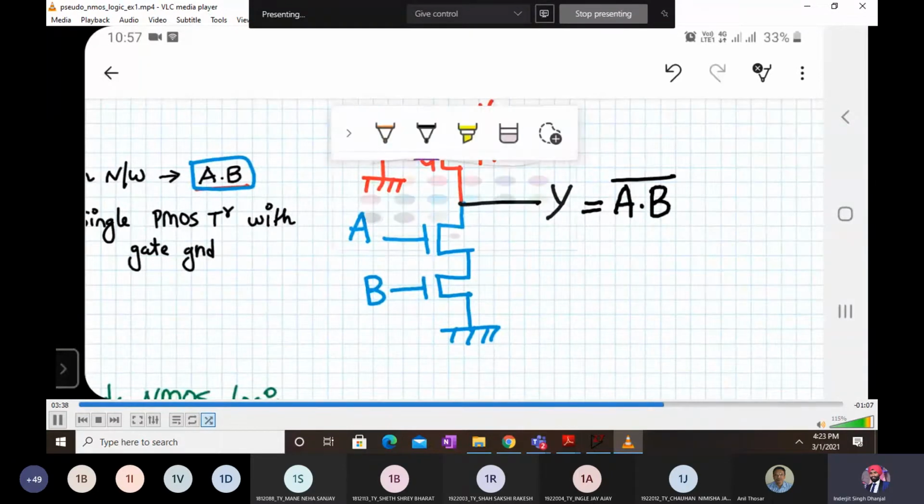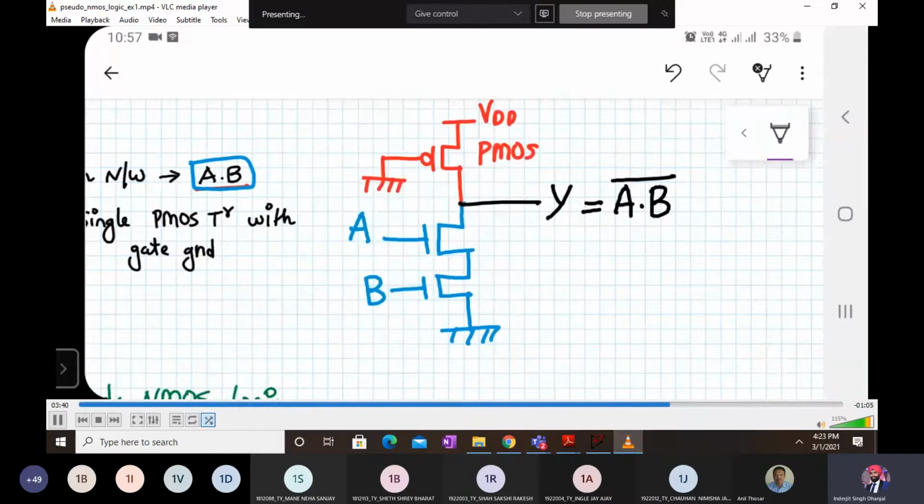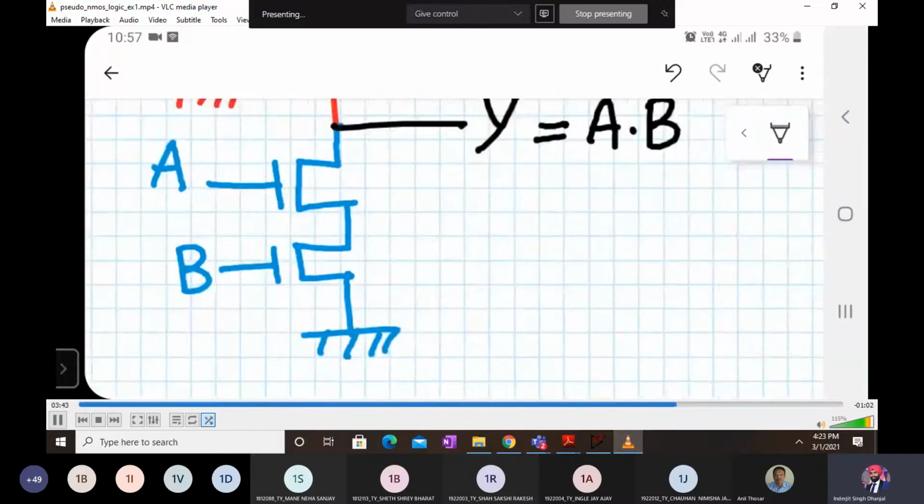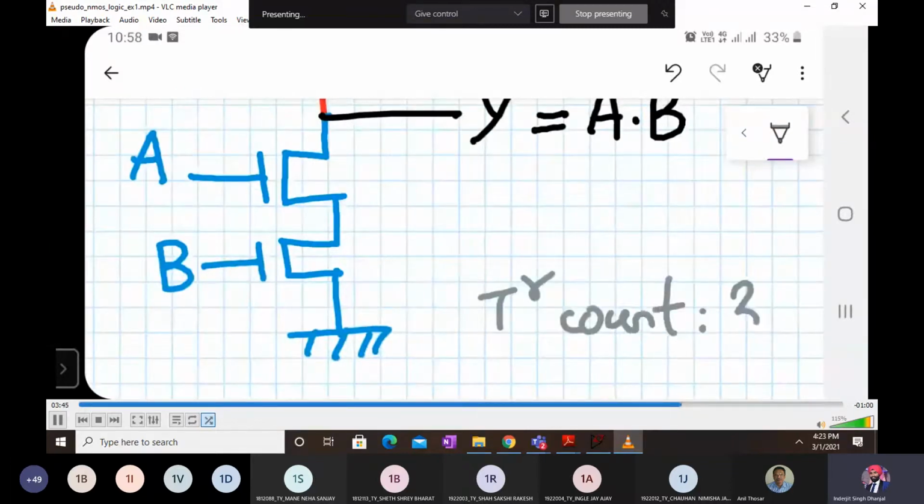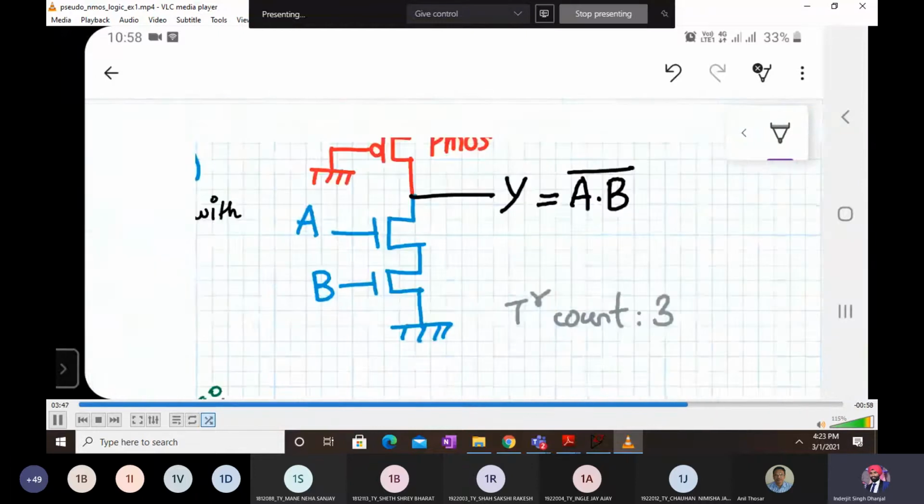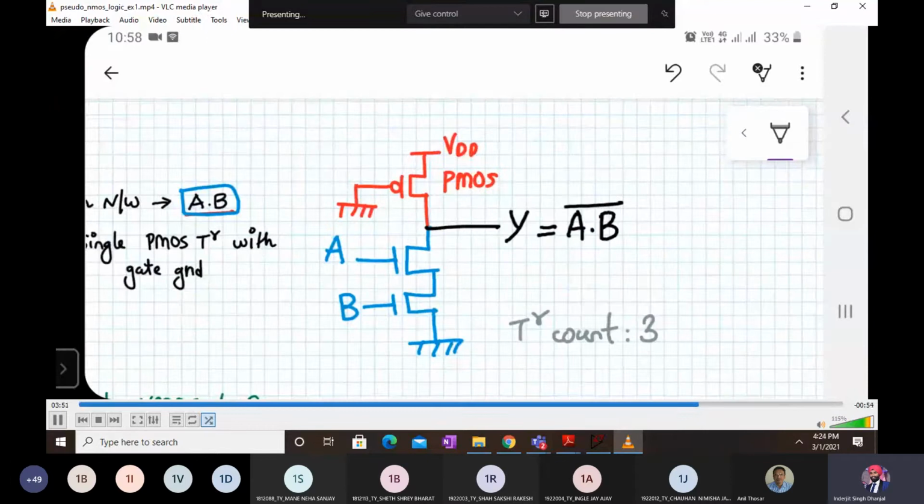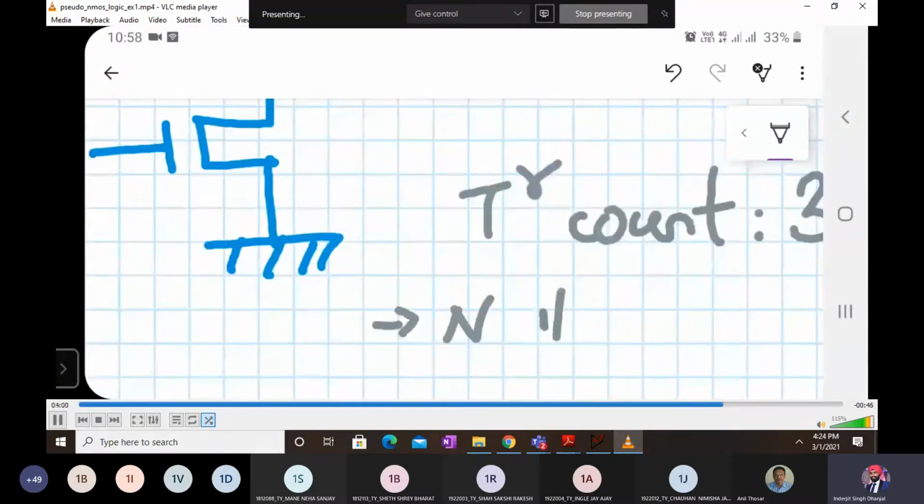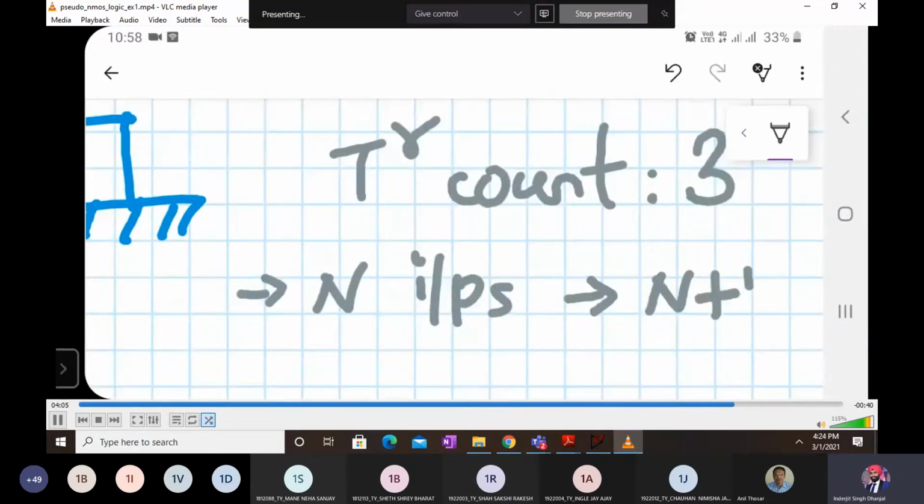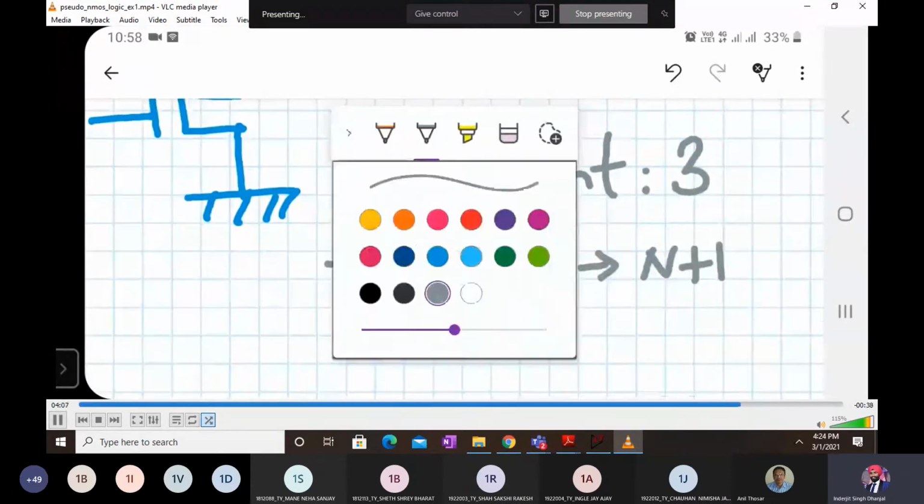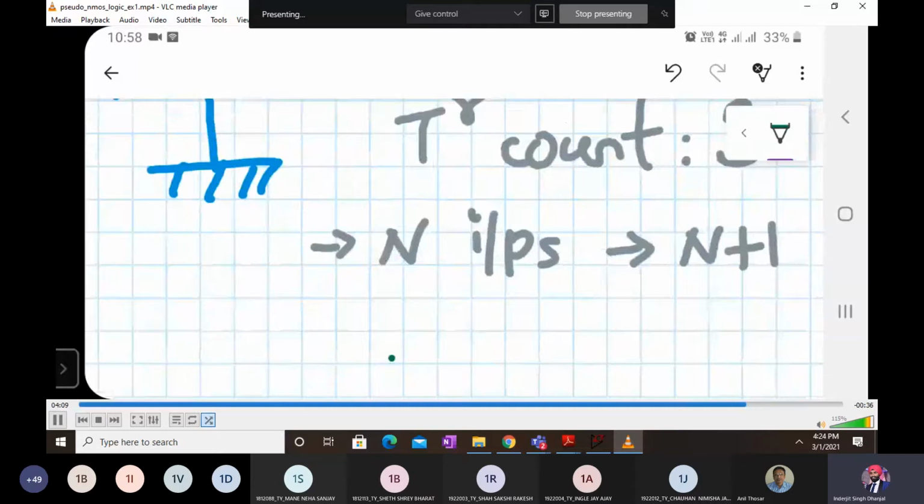Now what is the transistor count over here? The transistor count over here is 3. We require 2 transistors for the pull down network and 1 transistor for the pull up network. So if you have 2 inputs, how many transistors are required? If you have n inputs, how many transistors are required over here? N plus 1.